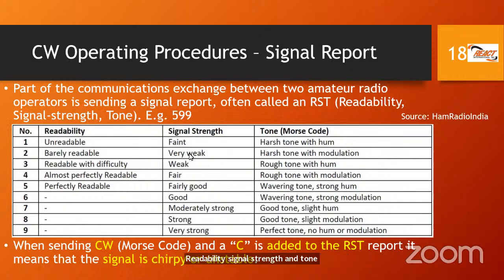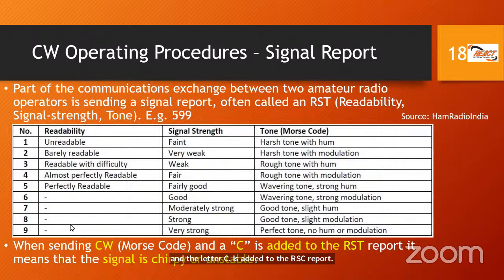We do have an exam question in relation to the signal report, and that is when using CW or Morse code, we add the letter C to our RST. So after we give the combination of those three numbers, we have a suffix, we end with the letter C, and we need to know what that means. It's an exam question. So when sending CW or Morse code, and the letter C is added to the RST report, remember what the RST report is? It's readability, signal strength, and tone.